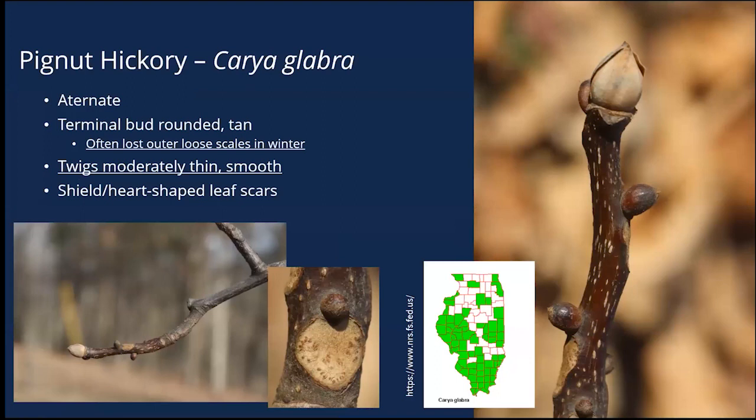We're going to move into our thin twigged hickories next. Pignut hickory, another super common hickory found across the state. Its terminal bud is also rounded, tan in color, but it's not very large. So it's not that huge bud like we saw with the mockernut hickory. It does have loose scales that'll flake off on the terminal bud in the winter. The twig overall is moderately thin, so it's much thinner than some of the other hickories, and smooth, so it doesn't have really any hairs on those twigs at all.